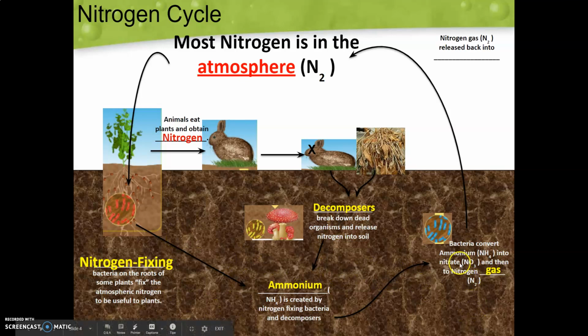And then bacteria convert the ammonium into a nitrate and then back into nitrogen gas. So then that nitrogen gas is released back into our atmosphere. So this is a simpler version of that image I showed you. Make sure you have all of your blanks filled in.